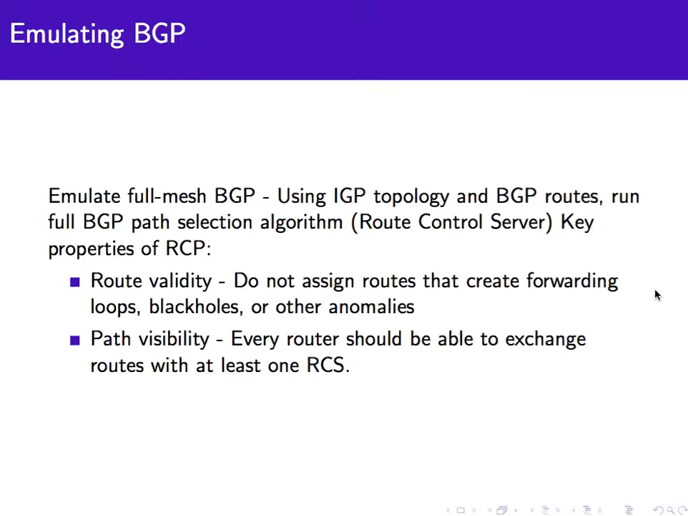And because we're using exactly the same scheme, and because of the global view that the BGP engine collects and passes to the RCS, we're guaranteed to get the exact same optimal routes as in traditional BGP. These are two key properties of RCP. First, we have route validity: we do not assign routes that can create forwarding loops, black holes, or other anomalies. The second property is path visibility: every router should be able to exchange routes with at least one RCS.